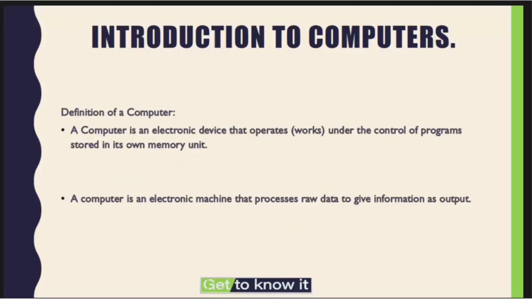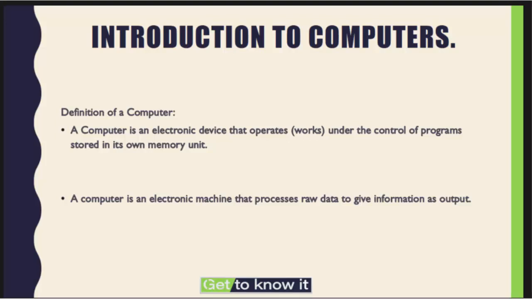So let's get started. First of all, we are going to start with the definition of a computer. So how can you define a computer? Basically, a computer is an electronic device that has the power to manipulate data into information. So it usually has installed programs that will help in this manipulation of data. This device will also have its own memory that will be used to store the data while it is being processed.